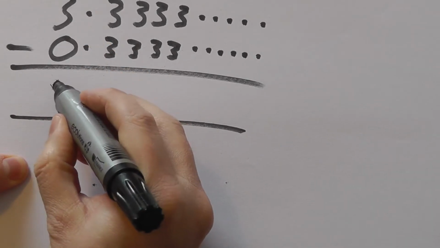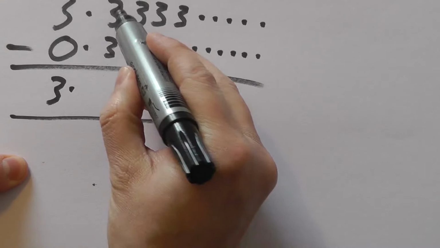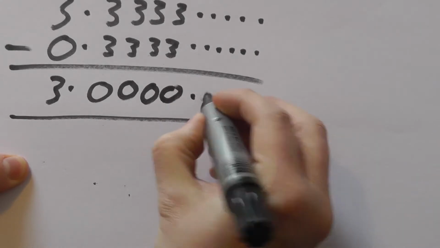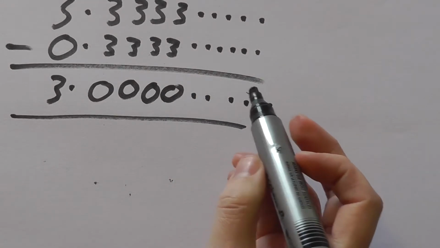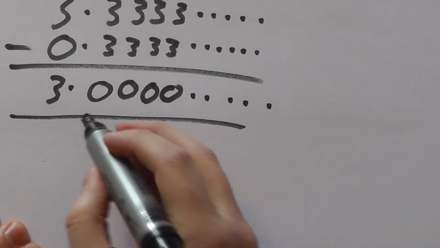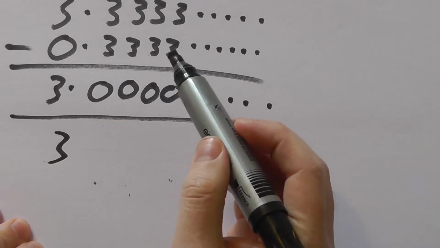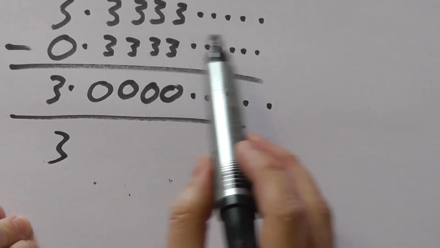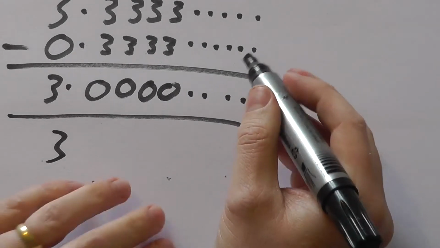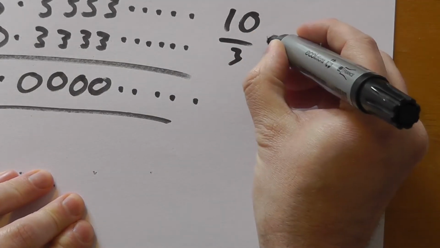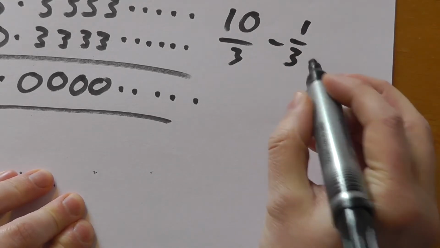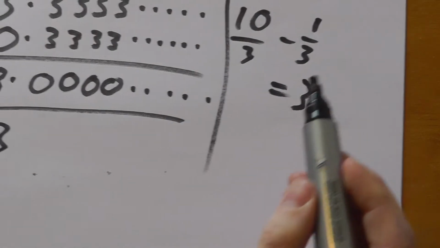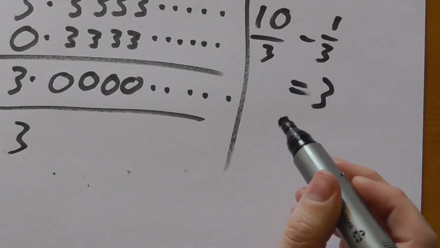3 minus 0 is 3. 3 minus 3 is 0, 3 minus 3 is 0, and so on. The 0s going on forever just means they never end, so the answer is 3. And that's fine, you might say. That all adds up, or takes away. It all seems to make sense because we have said 10/3 minus 1/3 equals 3. And we can see that that is true, because 10/3 minus 1/3 is 9/3, which is 3.